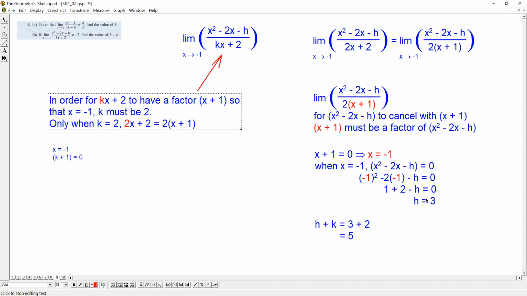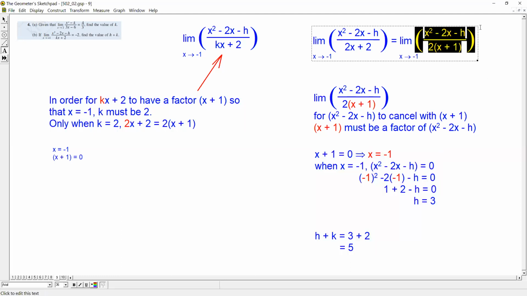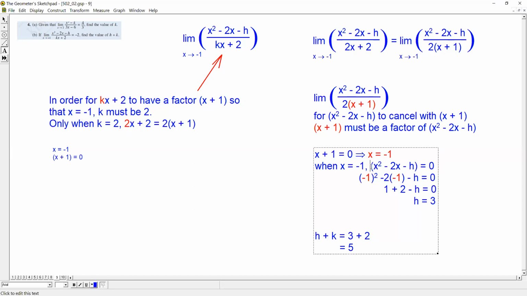Now, another way is to factorize the top, but then you don't know what is the value of h. It's very difficult for you to factorize. Anyway, we are not interested in what is the other factor, right? So let's say now we know h equals to 3. You substitute, then the quadratic equation becomes like this.